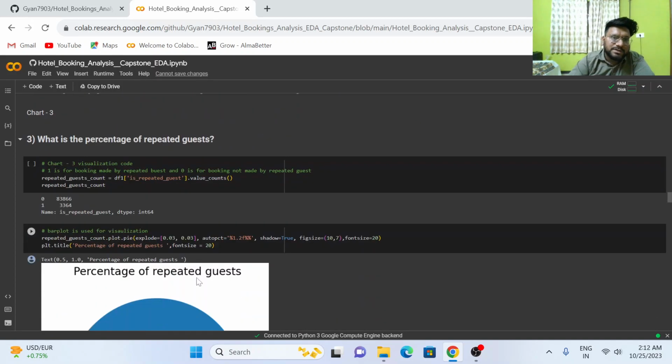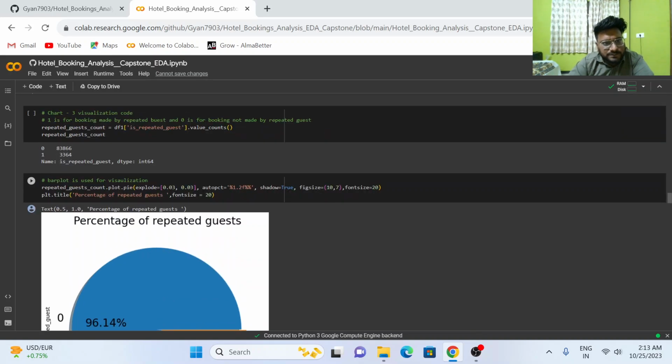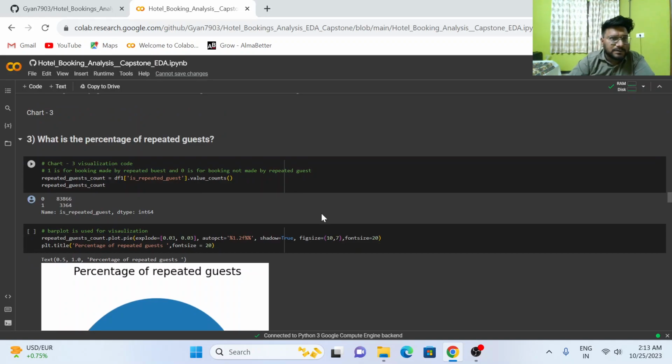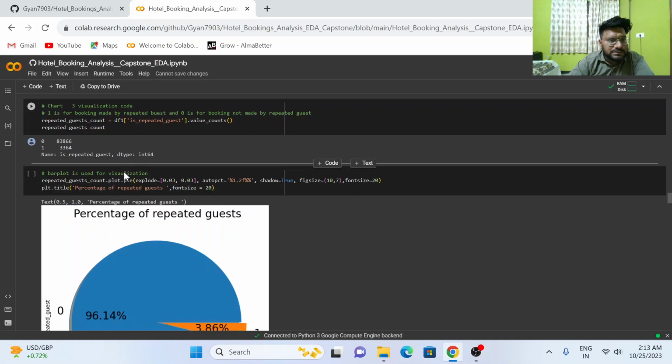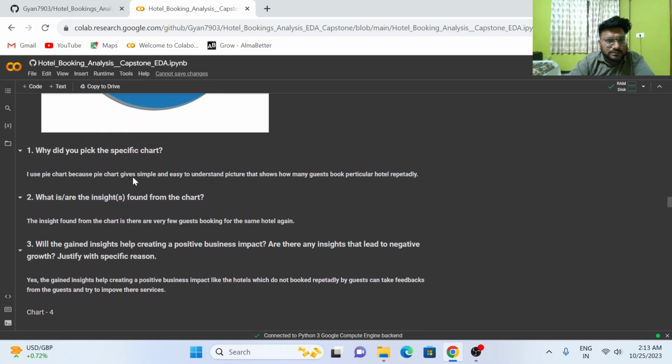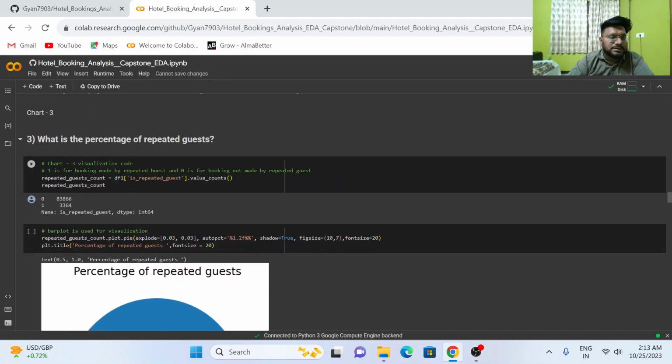Next one would be the percentage of repeated guests. So 0 would be the repeated guest, and 1 would be the non-repeated guest, as we have seen in the column. The repeated guests were 83866, and the non-repeated guests were 3364. Okay, sorry. 1 is actually the repeated guest, and 0 is the non-repeated guest. I'm so sorry for that.